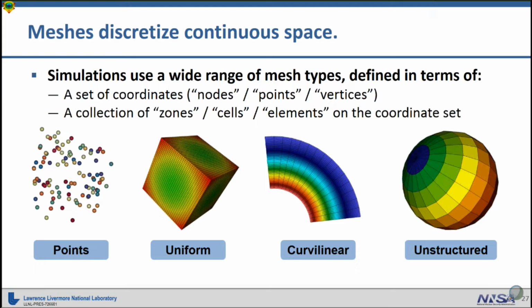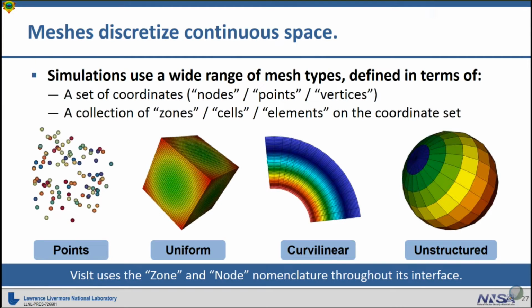And then we have, again, some of those examples there. And in VisIt, we use the term zone and node. So throughout the user interface, you'll see zone and node used, as well as in the Python scripting interface.